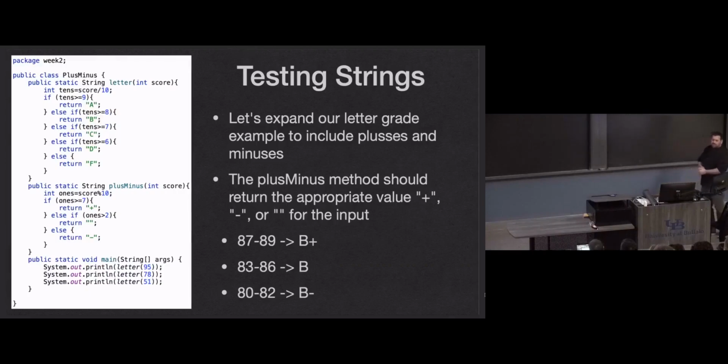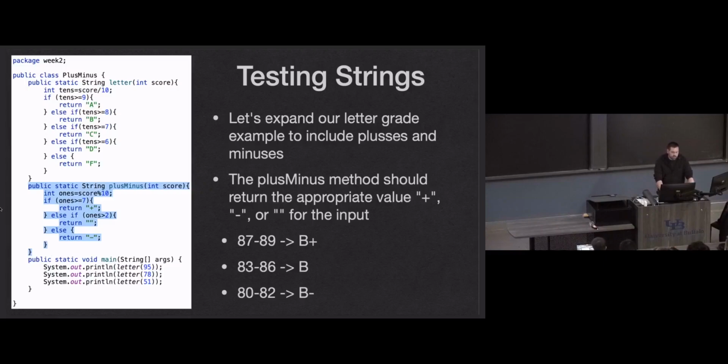So let's revisit this letter example. We had this method last week, where we gave it a number, and it said whether you got an A, B, C, D, or F. And it just checked the tens digit and figured that out. So let's add more granularity to that. Let's add pluses and minuses to this example, and write a method that's going to take the value and say whether your grade should be a plus, neutral, what do we even call those, or a minus.